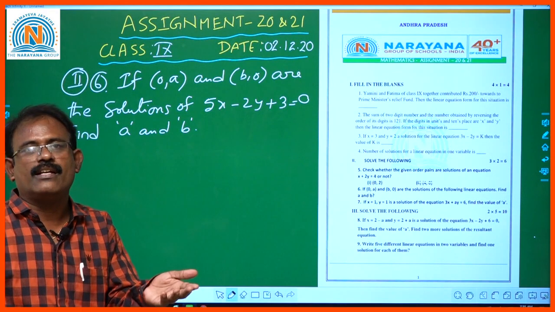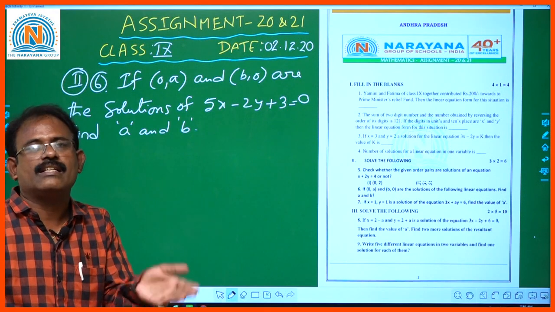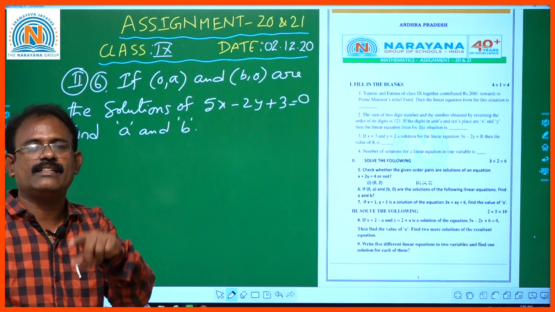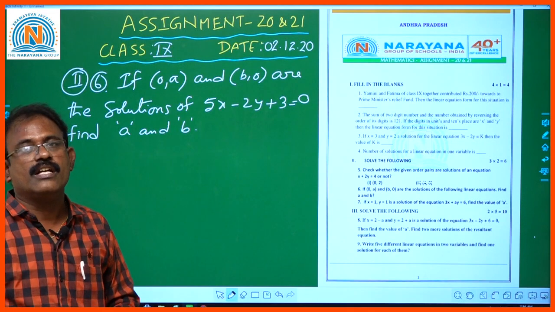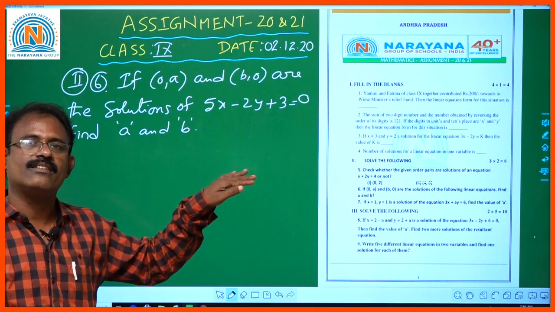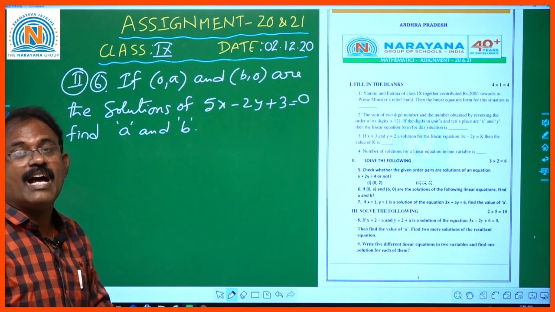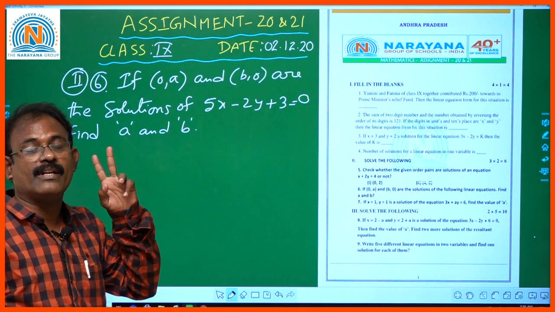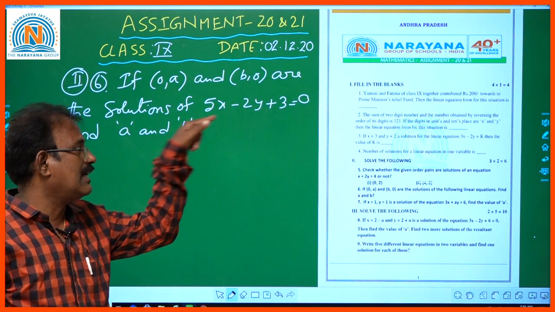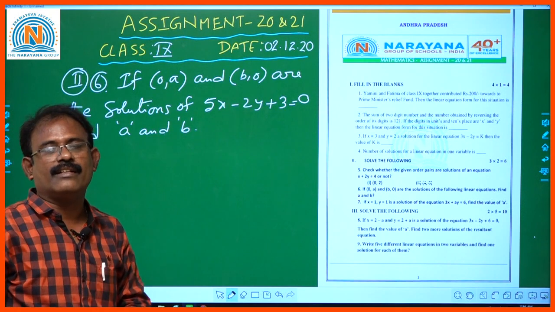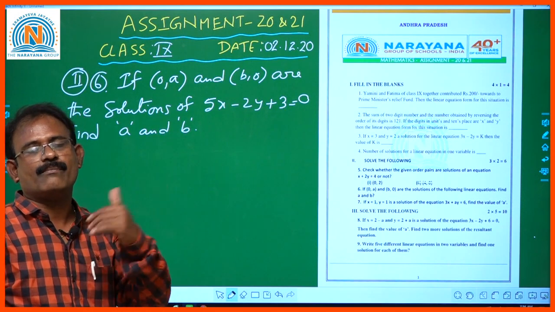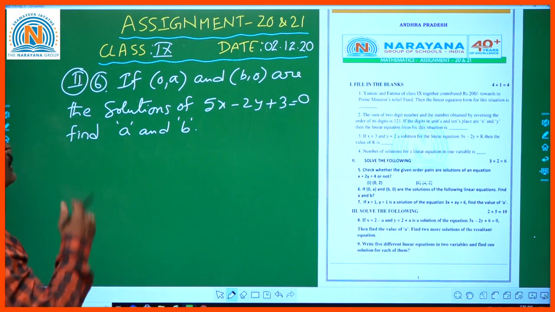Before this question, how did we verify? By substituting. If LHS is equal to RHS, then we concluded that it is a solution for the given equation. It is declared that the given 2 points are solutions. That means after you substitute the given pairs of real numbers in the straight line, LHS becomes RHS. Okay.